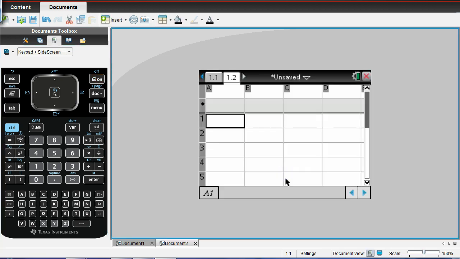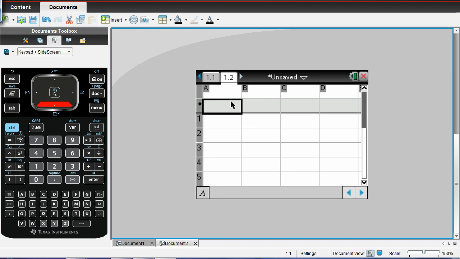Before we get overzealous here and start plugging in numbers, we want to label each column. Otherwise, we're not going to be able to make a graph. So I'm going to arrow up. Make sure that you don't type in this gray area here. That's for something else. We want to go all the way to the top where it says A. And we want to label this.